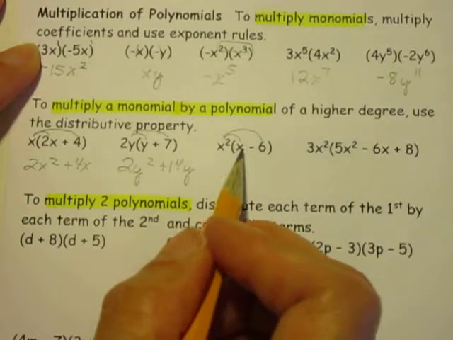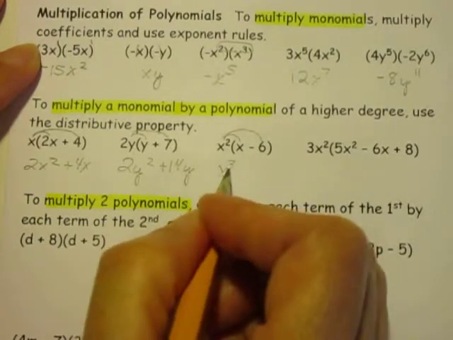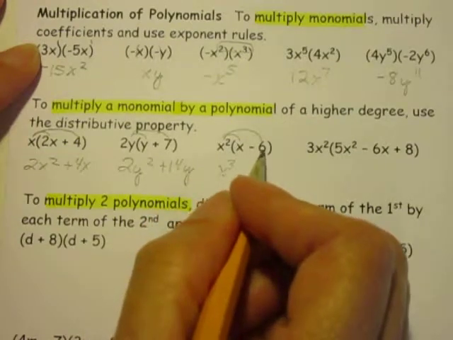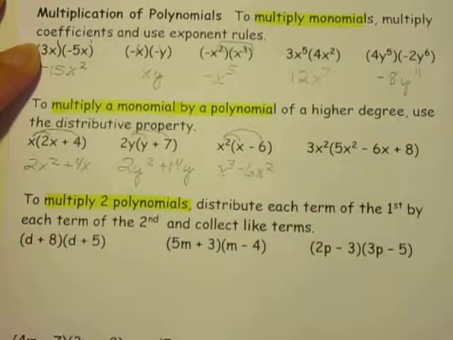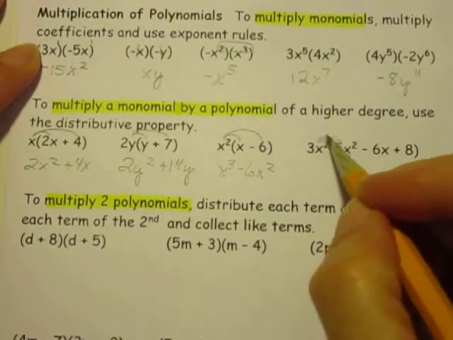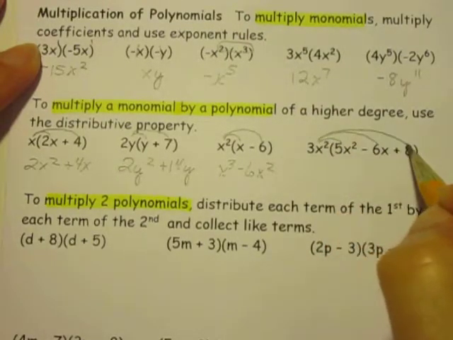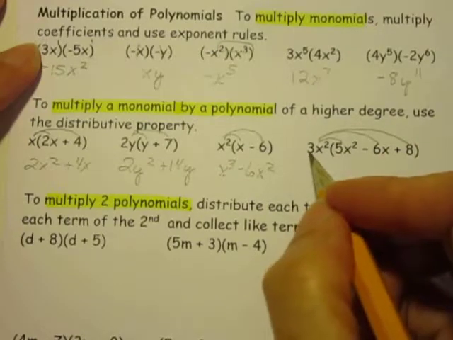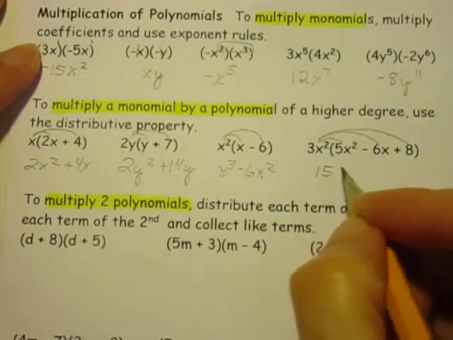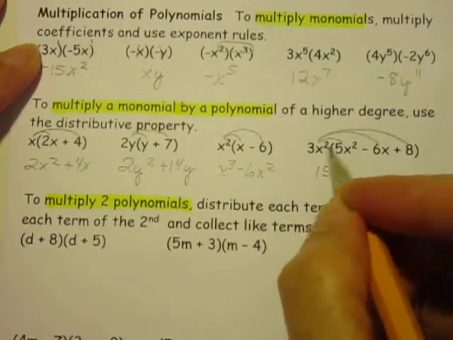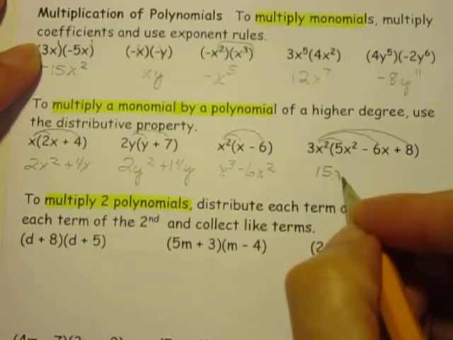X squared times x is going to be x to the third. X squared times a negative 6 is going to be minus 6x squared. And here I'm taking a monomial and distributing it to 3 terms, in other words, a trinomial. So I have to start with my coefficients. 3 times 5 is going to be 15, and now I'm going to dive into my exponent rules. X squared times x squared will be x to the 4th.